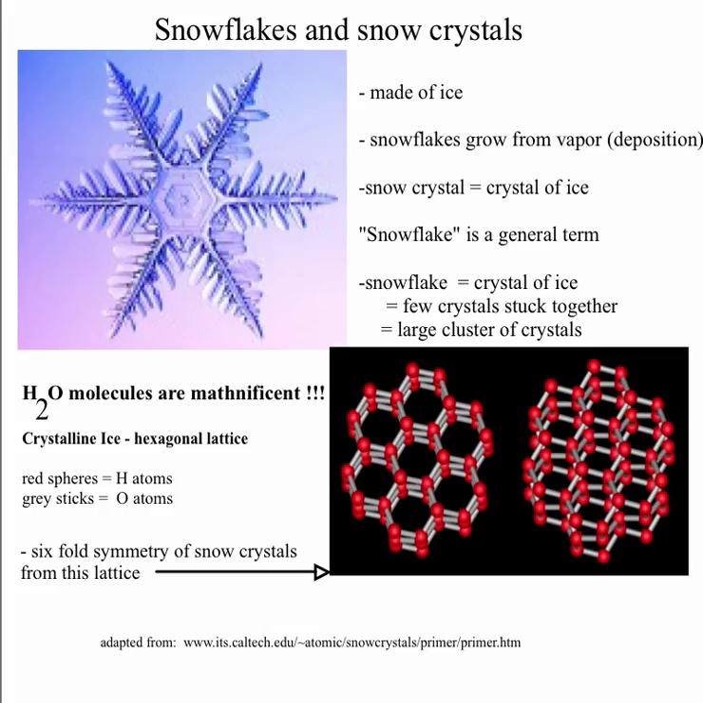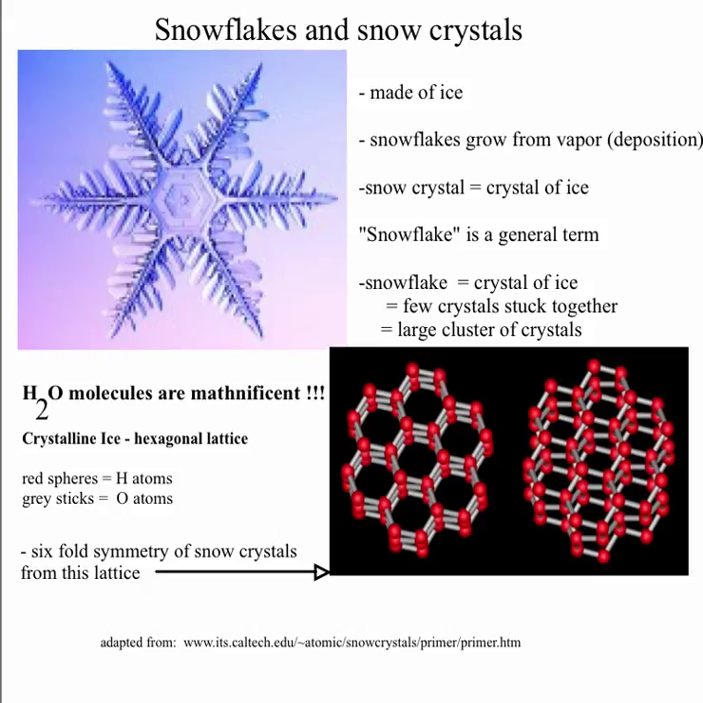Snowflakes and snow crystals, this would also be true for frost just forming on a surface. They're actually made of ice, but they're ice crystals. They grow directly from water vapor. That process is called deposition, which we already know. So it's a crystal of ice. Snowflake is just a general term that we use, and it could be a few crystals stuck together, or it could be a large cluster of crystals.